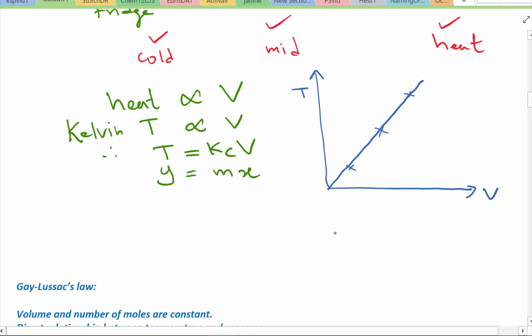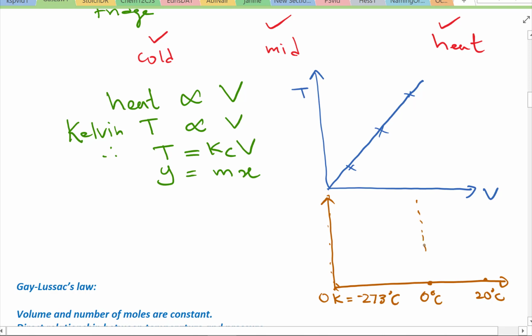Okay, so what's this one? If we graph this one in the centigrade scale, the Celsius scale, 0 Kelvin is actually minus 273, and that should be here, right, according to my graph. Now, look at 0 Celsius, which is actually 273 Kelvin, right? So that means this graph should go like that.